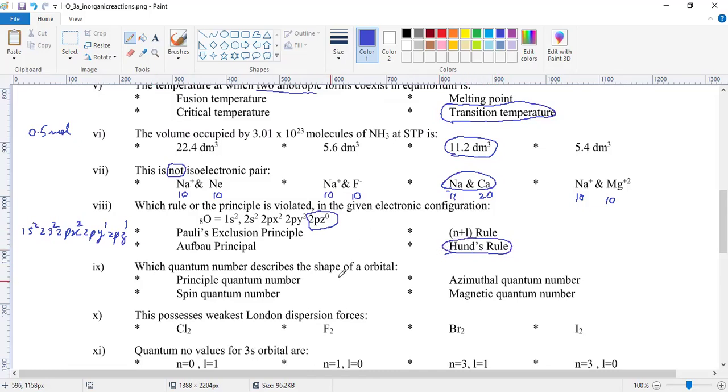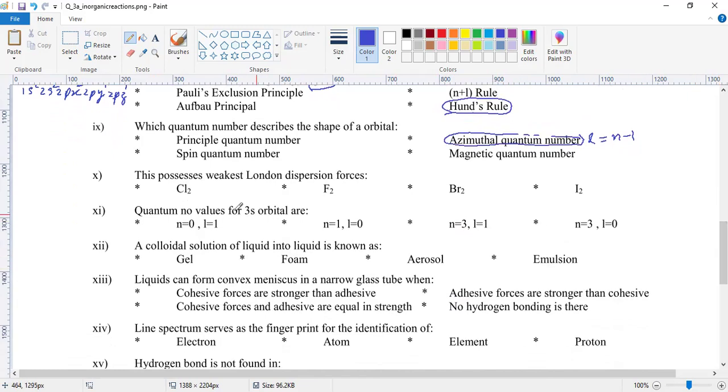Which quantum number describes the shape of an orbital? Remember that the shape of the orbital is described by the azimuthal quantum number, represented by small l. So this is the correct answer. And remember that the maximum value of l is n minus 1.